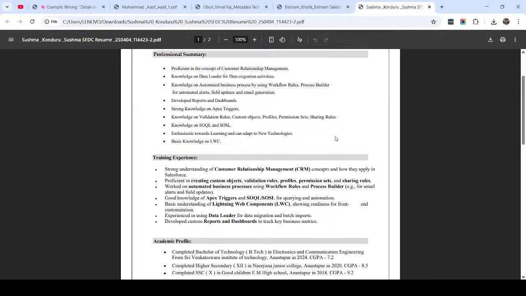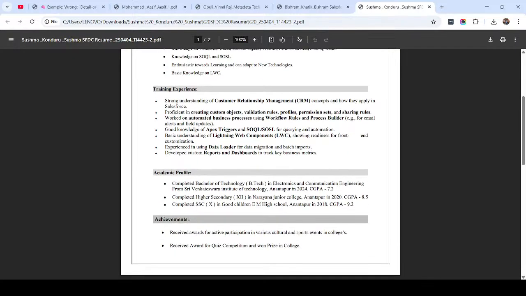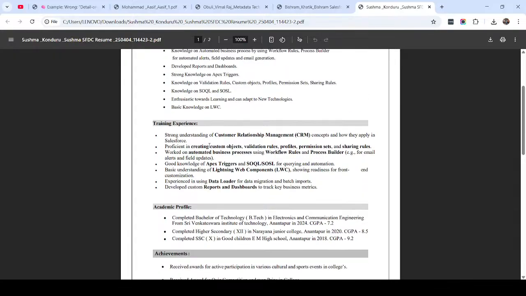Okay, now comes the Shushma Kondru resume, and professional summary is there. Please align this. Professional summary is going there, training experience is going there. Then again here the spacing is too much. This is too clumsy.